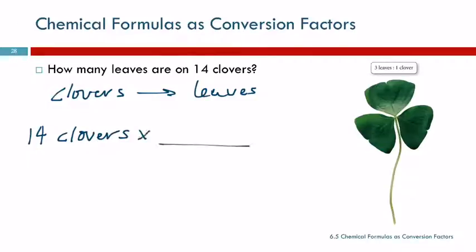And then we're going to multiply by a conversion factor, and we want leaves on top, and we want clovers on the bottom. And then we need the relationship between leaves and clovers. And we don't have to think too hard about that. We know that there are 3 leaves on 1 clover. It would be silly to say that there's 3 clovers on 1 leaf, right? That doesn't make any sense. 3 leaves per 1 clover.